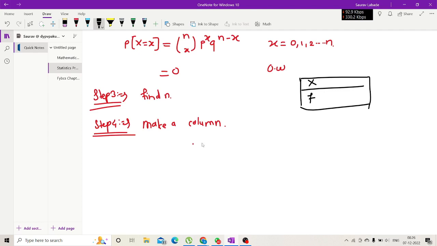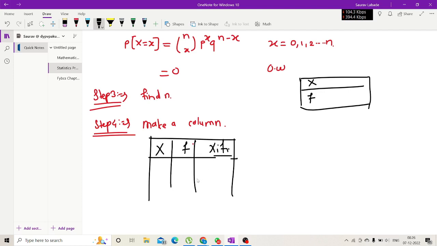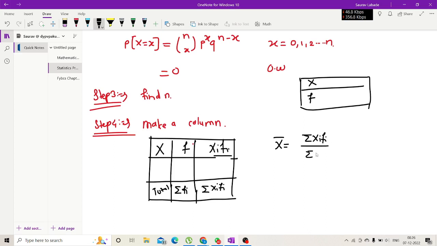So how can you find them? These are my values of x and f. You have to make the column xi into fi, and after making this column you will find the summation of all these, the total. In this column I will get the summation of fi, in this column the summation of xi fi, and from this I can find x bar, the mean. So the mean is the summation of xi fi upon the summation of fi, which equals the summation of xi fi upon capital L.